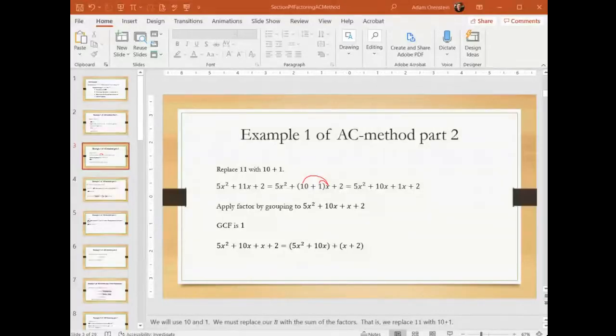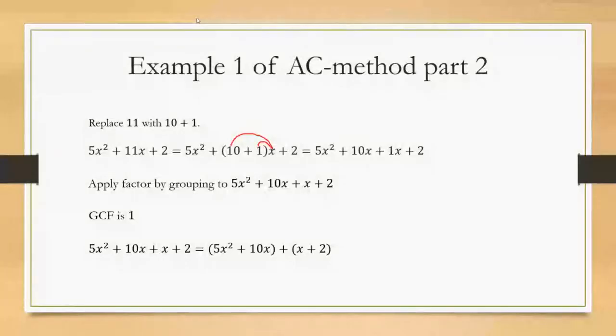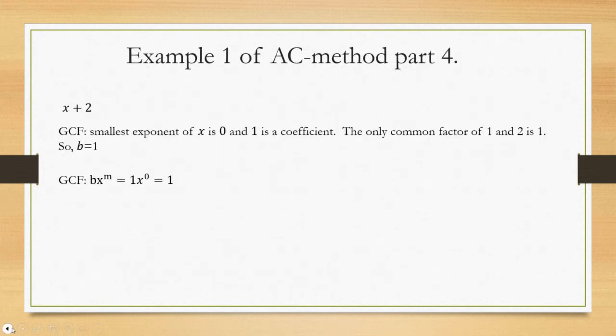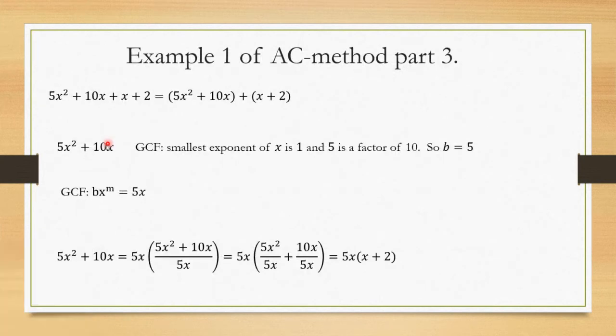Okay, so again, we're making two groups of two, like so. So now what we're going to do is we're going to factor each of those two groups individually. So for the first one, for this group here, right?